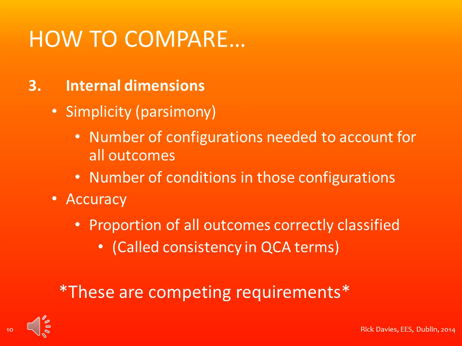The third way of assessing the comparative performance of the 2 types of models is to look at the internal dimensions of the models, and that's what I'm going to focus on from now on. There are 2 dimensions of these models. One is their simplicity or parsimony, and the other is accuracy. And simplicity we can measure in a fairly simple sense of just counting the number of configurations needed to account for all outcomes, and also counting the number of conditions in those configurations. Accuracy can be measured by looking at the proportion of all the outcomes that are correctly classified by the model. In QCA terms, this is referred to as consistency. A point to note about these 2 dimensions of performance of the models is that these are often competing requirements.